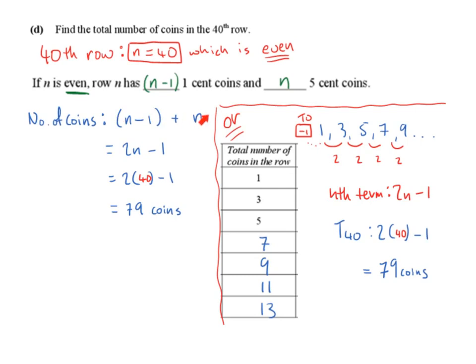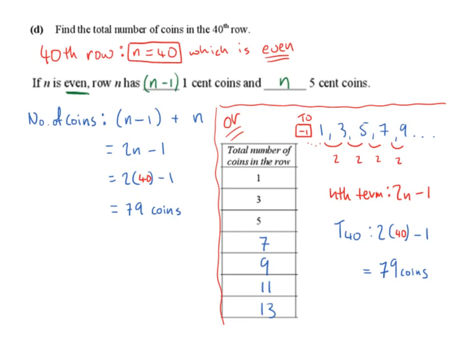So we can just simplify this. n plus n is 2n, and then we just bring down the minus 1, and then we swap that n for 40, because we're interested in the 40th row, where n is 40. 2 times 40 is 80, and 80 minus 1 is 79. So there are 79 coins in the 40th row.